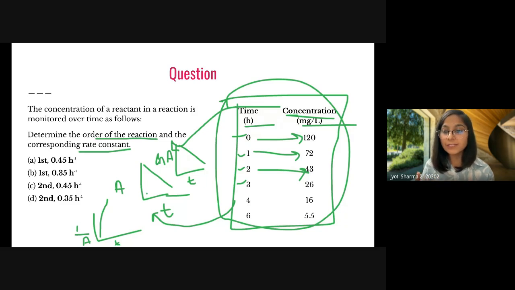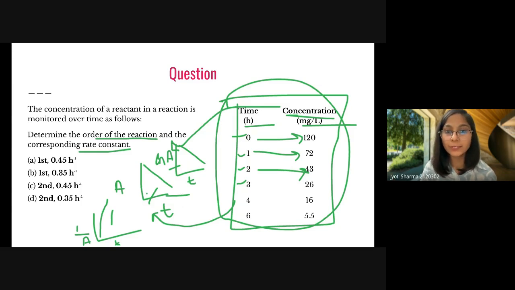What kind of graph is giving you the straight line? Whether it is A versus T, the natural log of A versus T, or 1 by A versus T. Based on that, you can tell what order of the reaction you have. If it is A versus T, then this is zero order. If it is natural log A versus T, then this is the first order. If it is 1 upon A versus T, then this will give you the second order. So from this table, you have to see what kind of order it is.